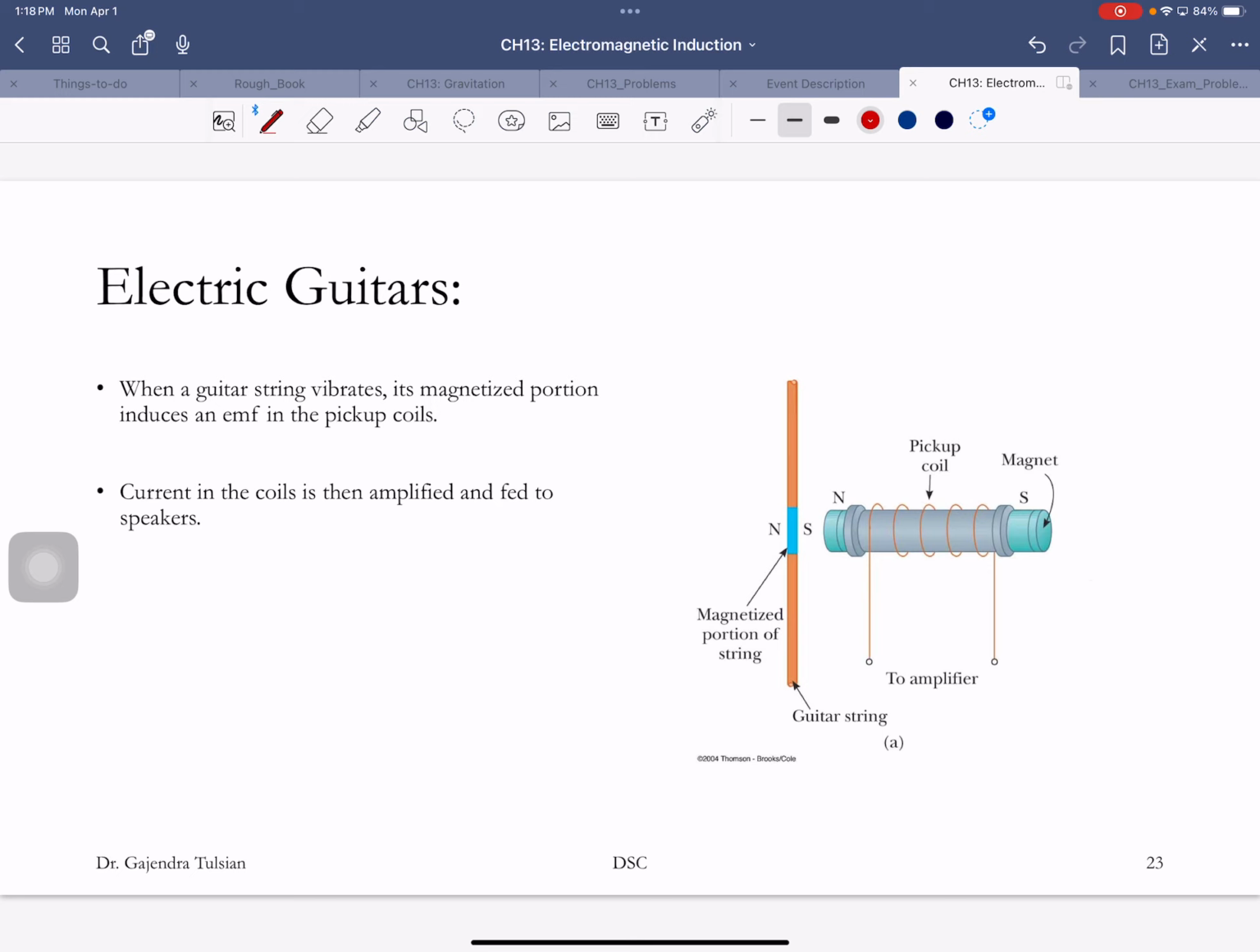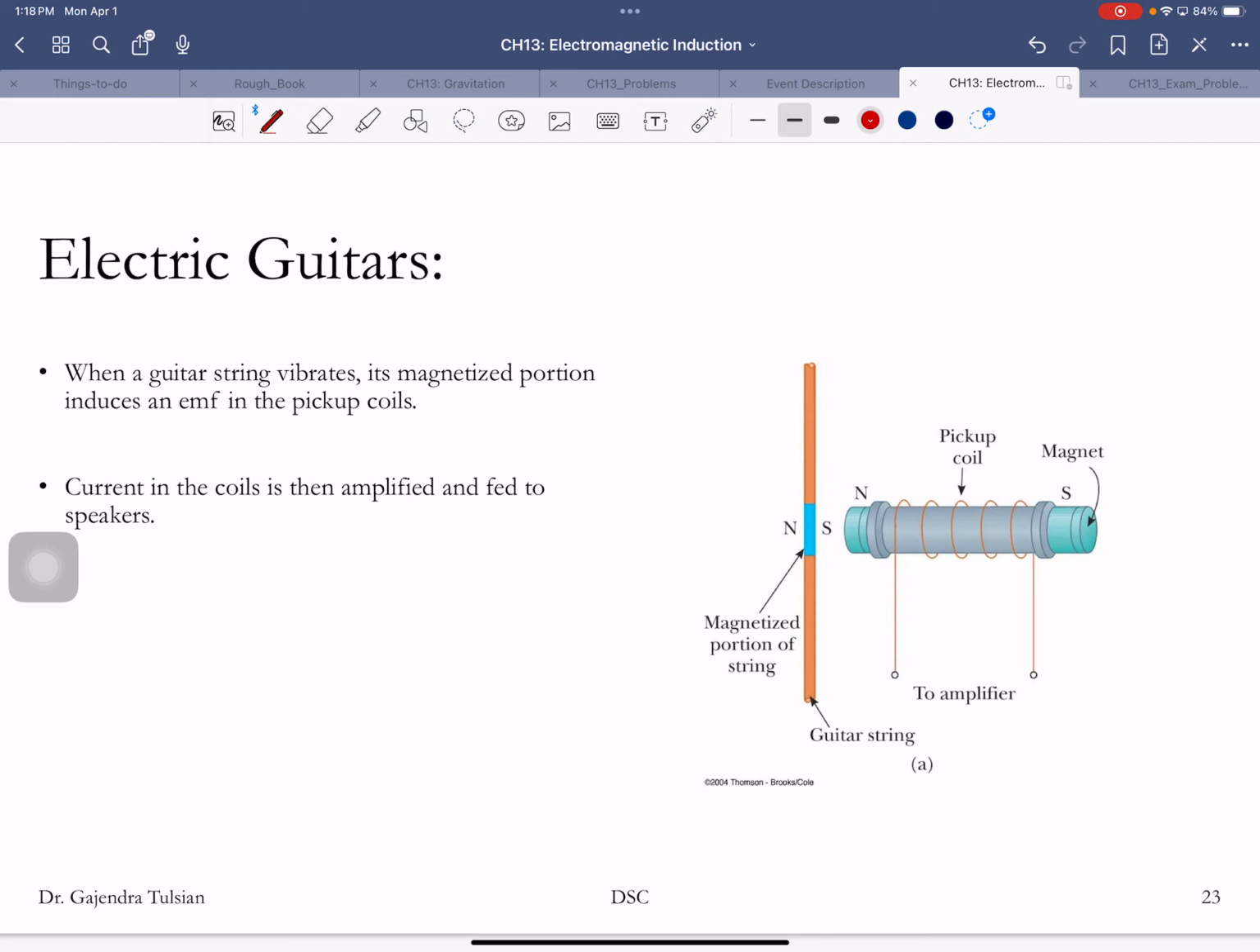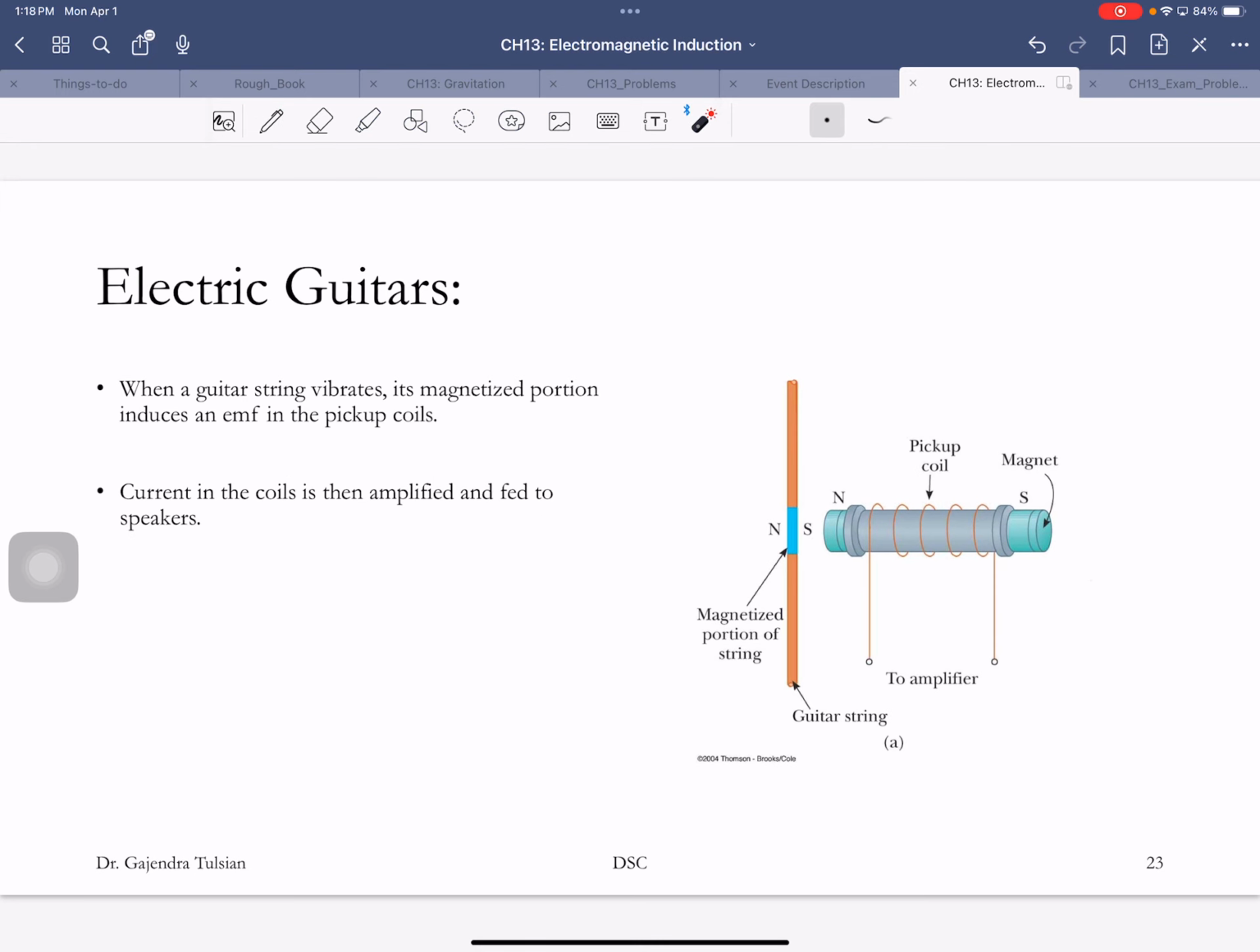So what I want you guys to remember for the rest of your life is, as soon as you have changing magnetic fields, all you need is a sensing coil to turn that motion into an electrical signal. And once you have an electrical signal, it's very easy to manipulate it. You can do all kinds of stuff with it. So when a guitar string vibrates, its magnetized portion induces an EMF in the pickup coil. This is a soft magnet just to enhance the signal.